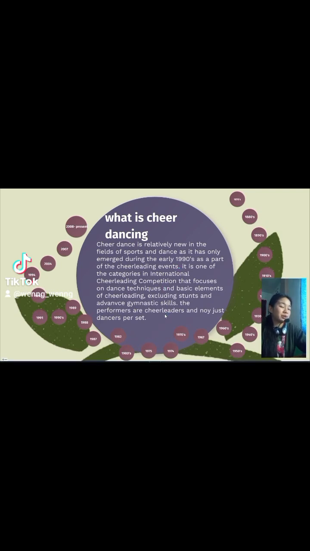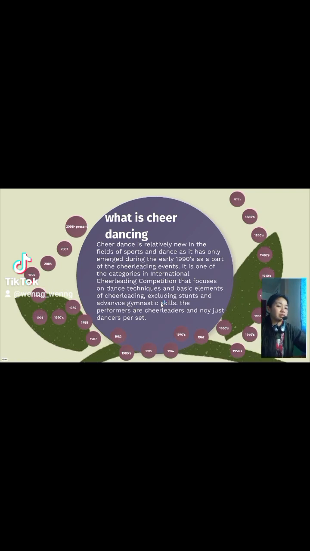We also have the different techniques in cheer dancing. This includes cheerleading, and in the 1990s, stunts and advanced gymnastics skills were not yet included.